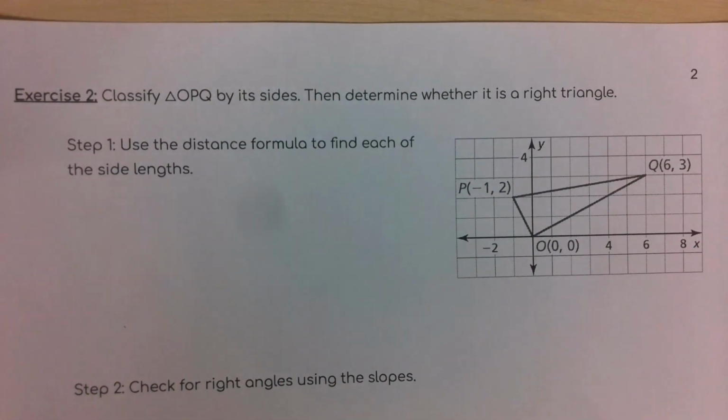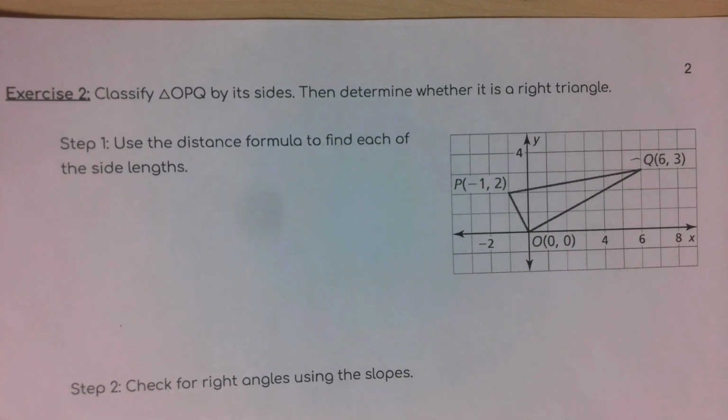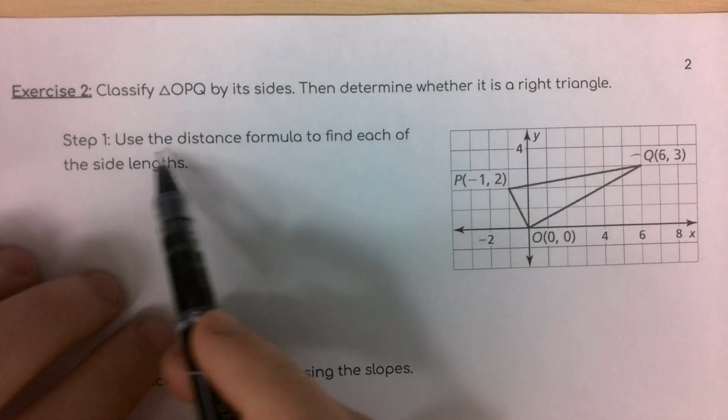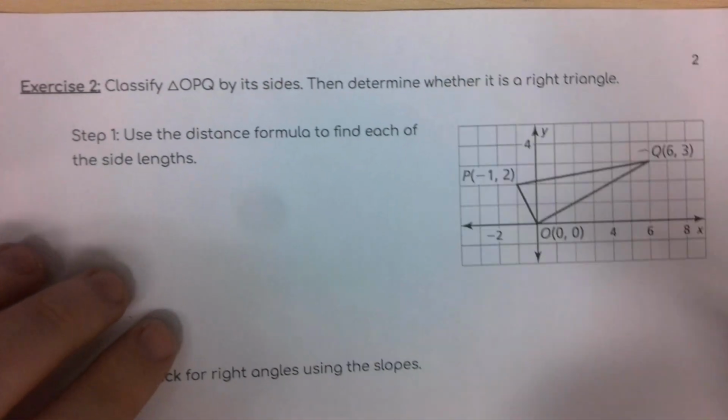We can also classify a triangle based on the points that make up itself. Its vertices, essentially. So we see that we have three vertices to this triangle here, P, Q, and O. We're asked to classify it by its sides, and then figure out if it's a right triangle or not. Well, to figure out if it's scalene, isosceles, or equilateral, we have to figure out how long each of these sides are. There's a problem.